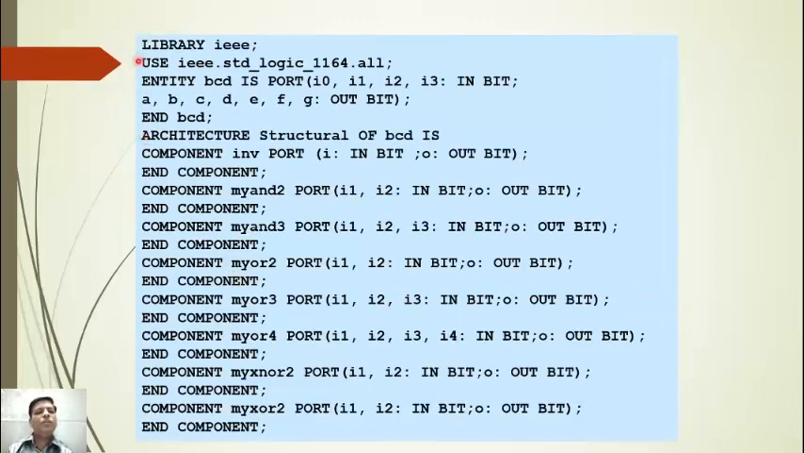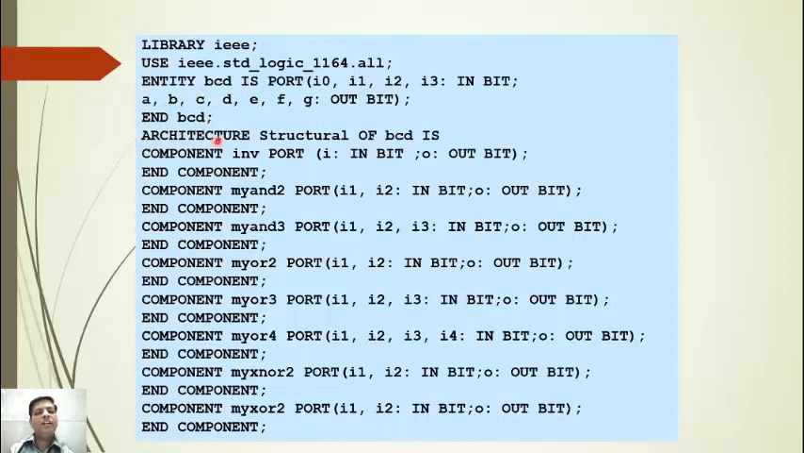Now we are moving towards the main program. Library IEEE; here we see the structural behavioral description. So first we define library IEEE, use IEEE.standard_logic_1164.all. This should be the use clause. Then entity BCD is port I0, I1, I2, I3 in bit; A, B, C, D, E, F, G are the outputs. 4 inputs and 7 outputs for a 7 segment display decoder. Then end BCD. This is the entity we declared here.